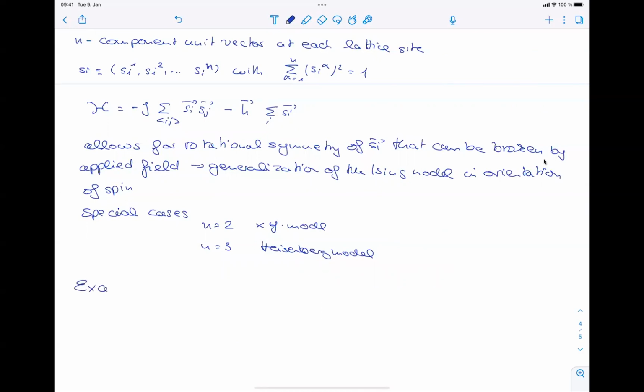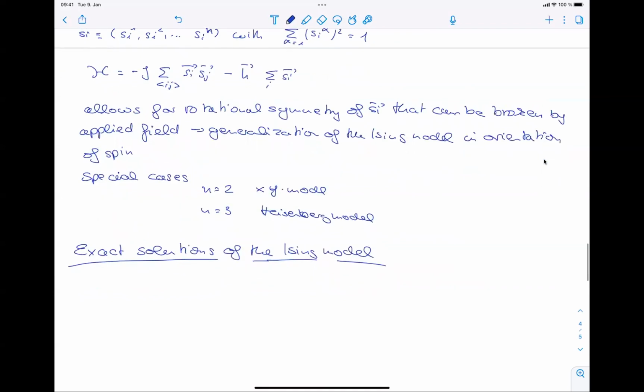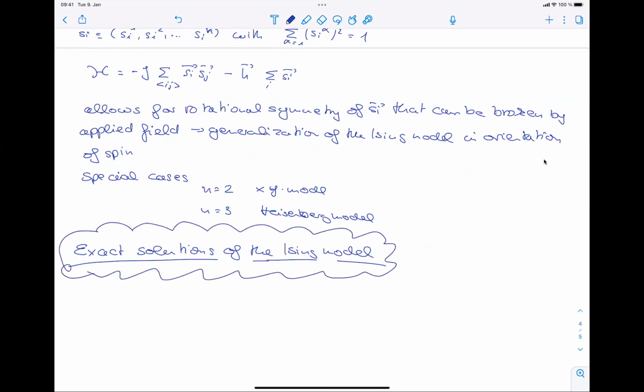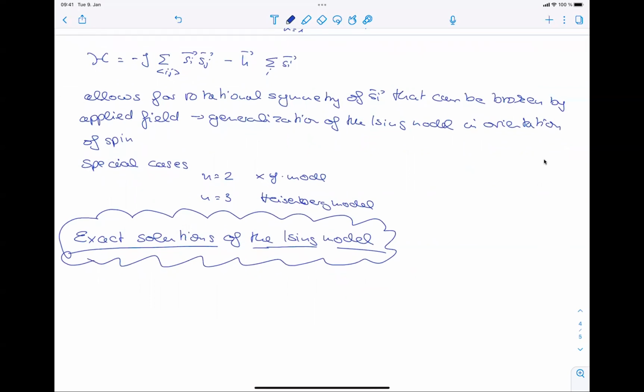So I now turn to the scope of exact solutions as a model. And so the simplest system that we can think of is to solve the Ising model in 1 dimension without an applied field.